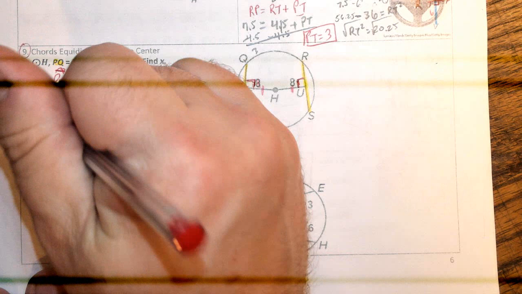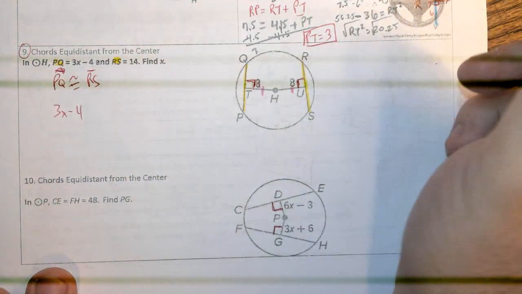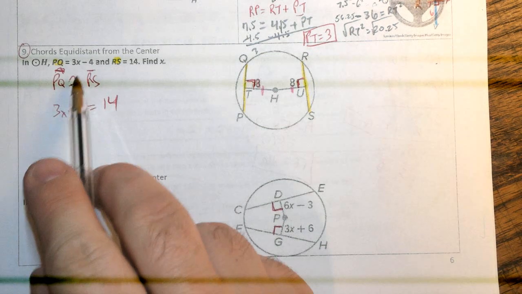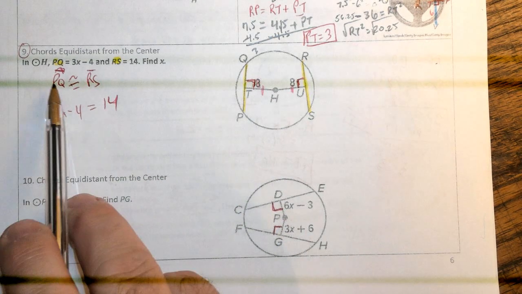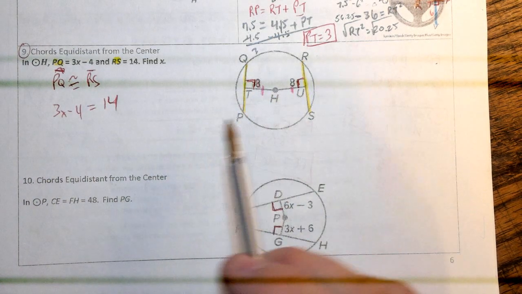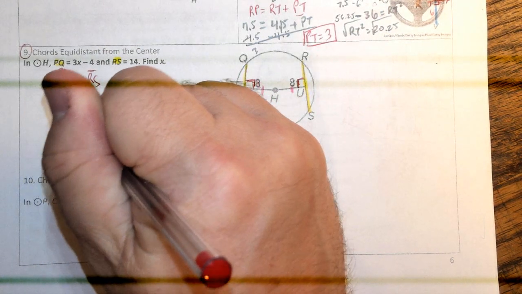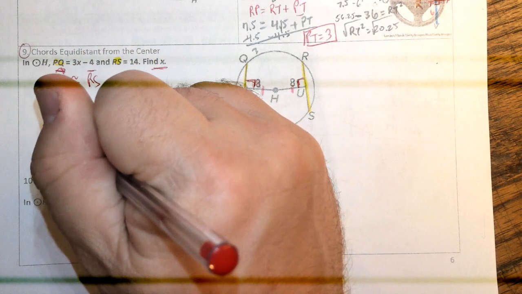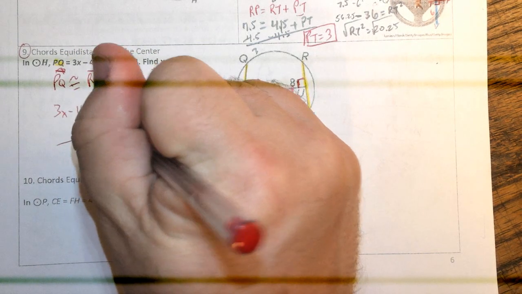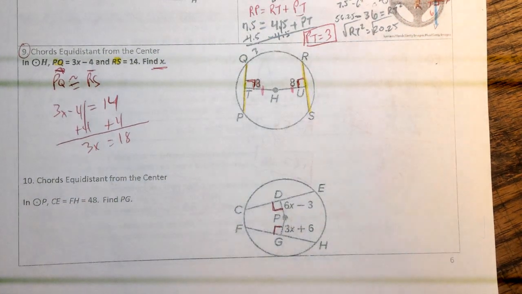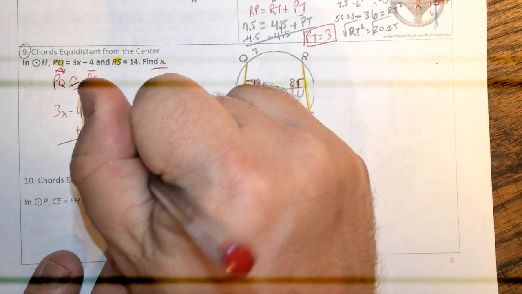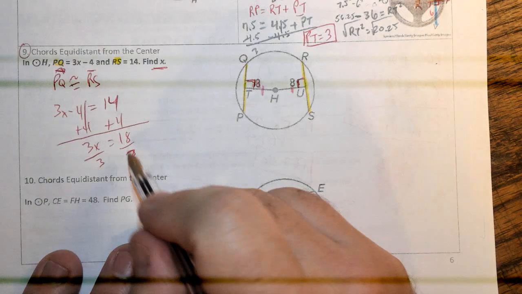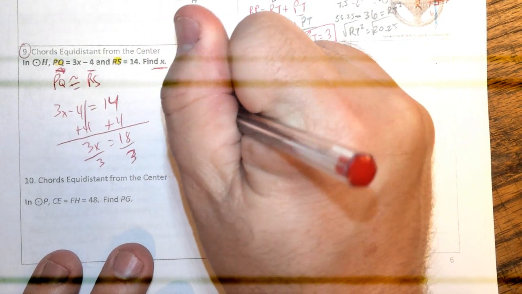So they tell us PQ here is 3x minus 4, and it equals RS, which is 14. See, they told us up here. So just a little different. It's put up here instead of to the side, but we put them equal to each other because they're equidistant. Then we're going to solve for x, so we're going to add 4, as they said, find x. So add 4, these cancel, 3x equals 14 plus 4 is 18. Is that right? Yes. Divide both sides by 3. 18 divided by 3 is 6, so x equals 6.